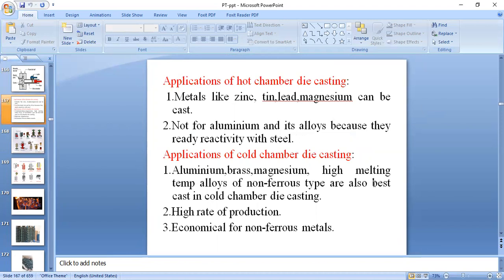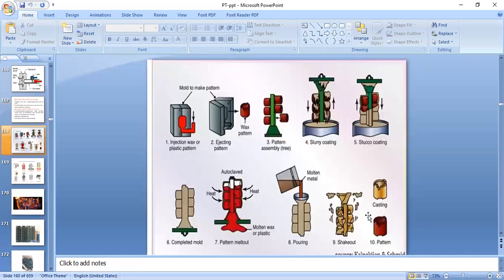Application of the hot chamber die casting process: metals like zinc, tin, lead, and magnesium can be cast, but not aluminum, because such alloys readily react with the steel with which the die is made. Application of the cold chamber die casting process: aluminum, brass, magnesium, and other high melting temperature alloys of non-ferrous type can also be cast in the cold chamber die casting process. High rate of production, economical for non-ferrous metals.